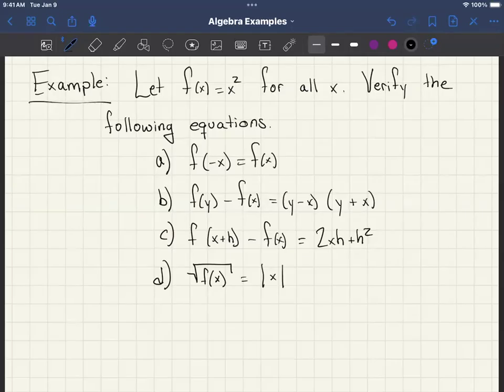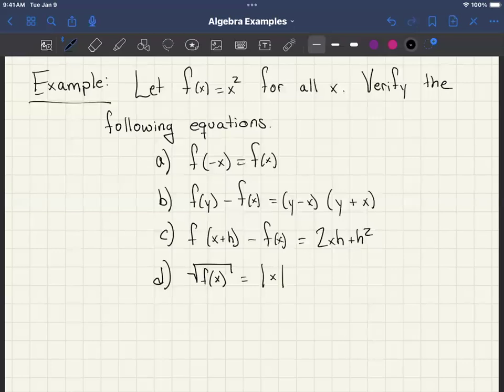Today we're going to look at a fun problem where we're letting our function be x squared, so something simple, something we're used to, and we are going to verify or show that the following equations are true. And we have four different things that we have to show.